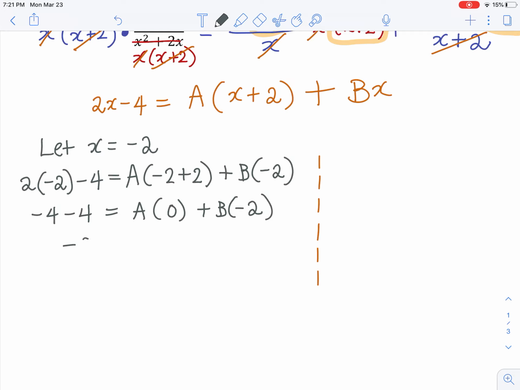The left-hand side turns into -8. The right-hand side, notice the a times 0 is now gone. I can write b times -2 as -2b. Lastly, we divide both sides by -2. Therefore, b is +4. So we found b.